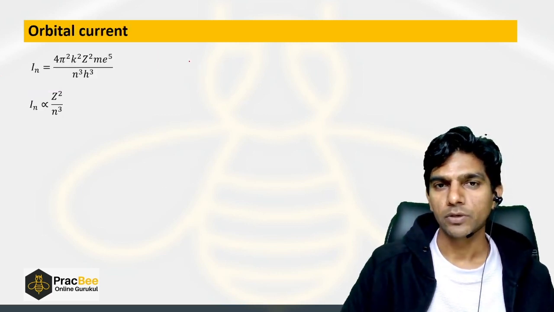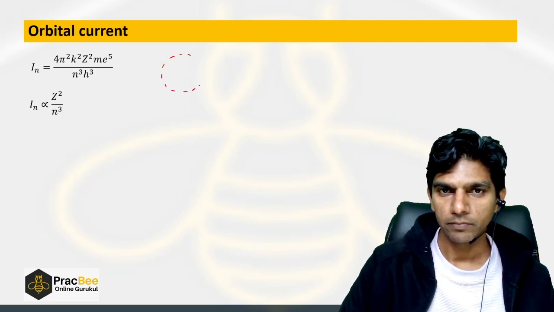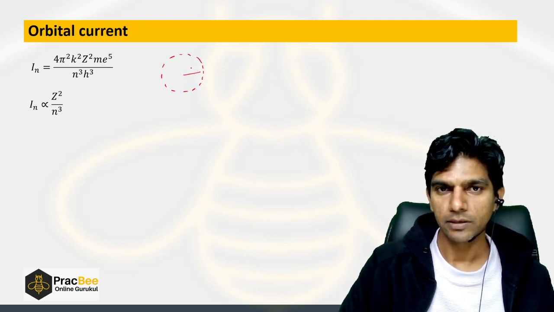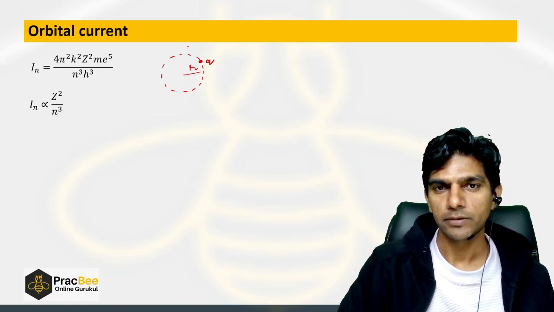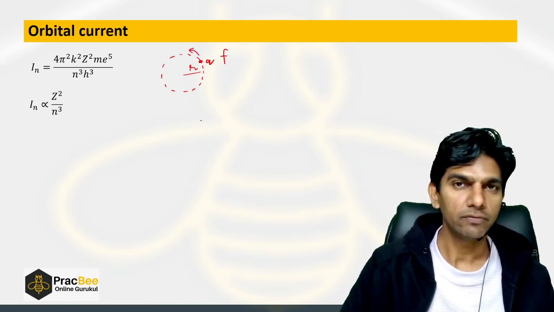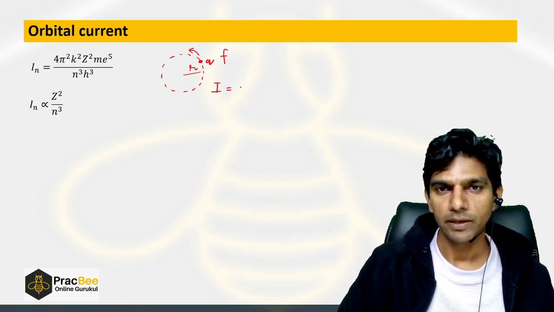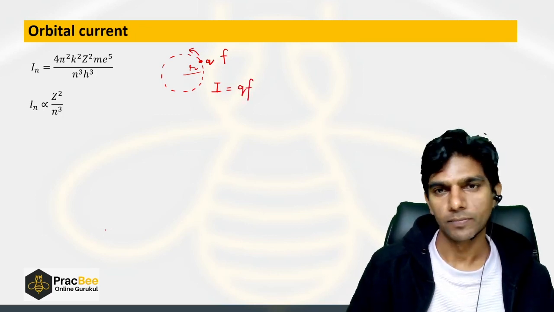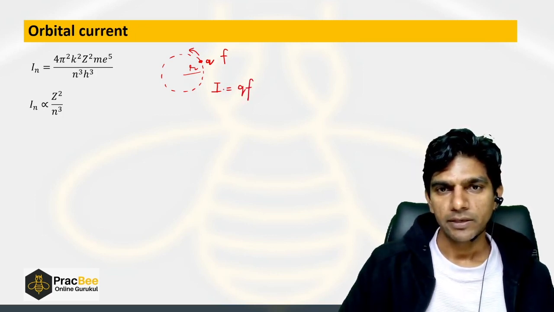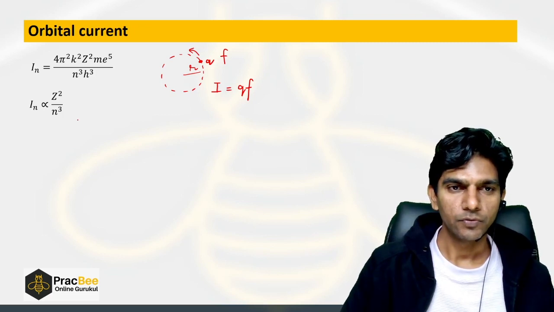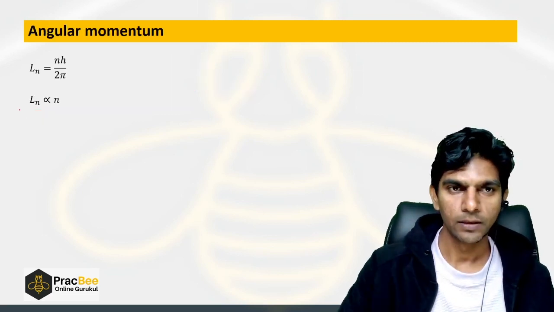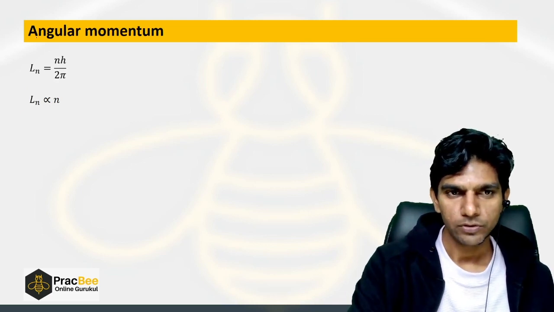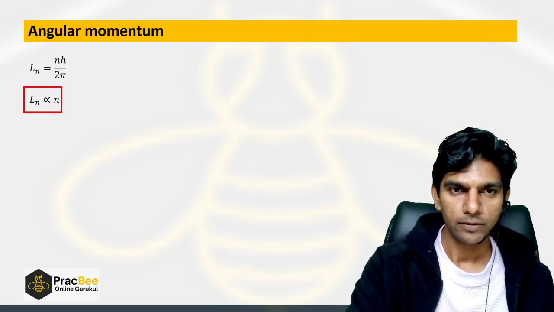Orbital current. If a charge q is orbiting in a circle of radius r with frequency f, the current is given by the charge times the frequency. So the current is directly proportional to the frequency, and the proportionality will be Z square upon n cube. Angular momentum, it is the postulate, is directly proportional to n.